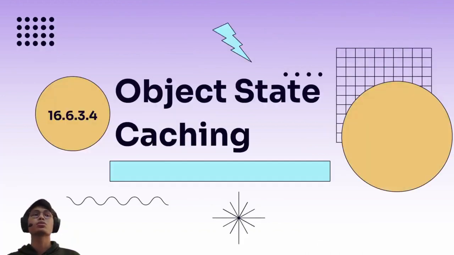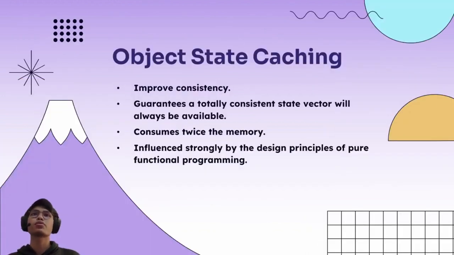So the first one is object state caching. State caching can improve consistency by allowing objects to safely query each other's previous state vector without regard to update order. State caching guarantees a totally consistent state vector will always be available even during the update of the new state vector. State caching consumes twice the memory of the update-in-place approach and only solves half of the problems. This technique is influenced strongly by the design principles of pure functional programming.